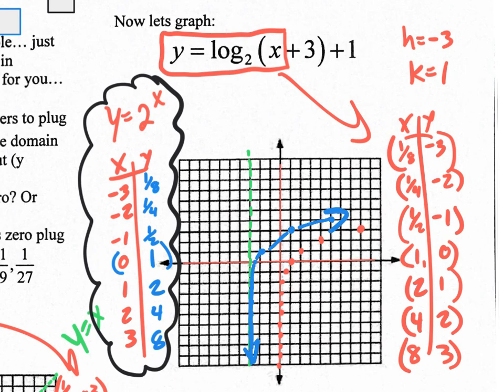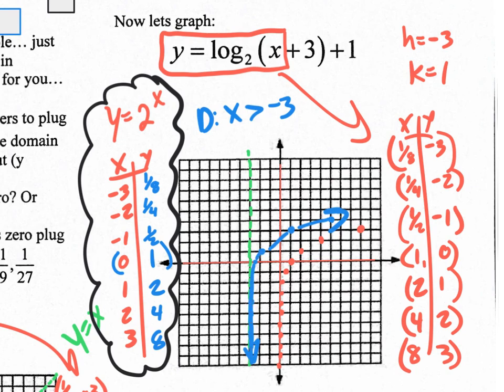Let's throw in some more info on this graph. What's the domain of the blue graph? X is greater than the h value, -3. Why? Because this whole blue graph is on the right side of the x equals -3. It's on the right side. It never actually touches. Even though I draw it like it does touch, it never actually touches.